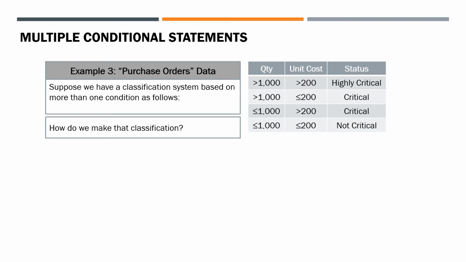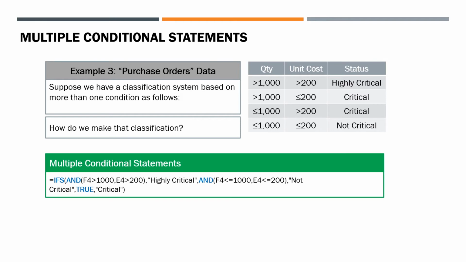If the quantity is more than 1,000 and the unit cost is more than $200 per unit, its status is highly critical, something like this. So you can use IFS and OR, or IFS and AND. It depends on the criteria. It depends on the logic. And how do we make that classification? Because this is a multiple conditional statement, we are going to combine IFS, and this is how to read this one.